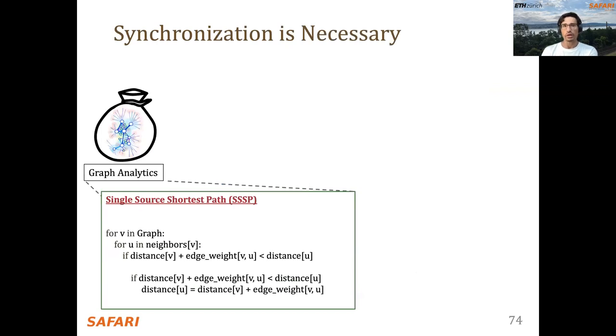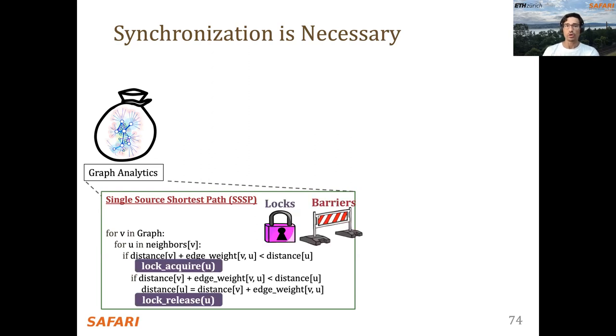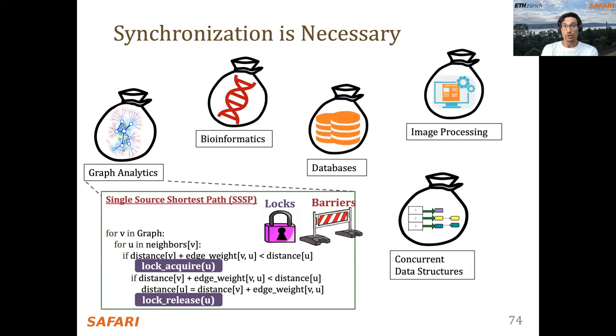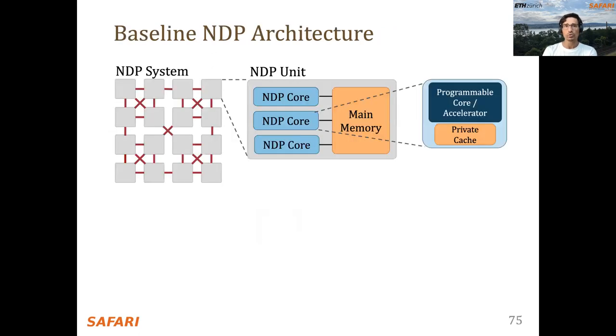Synchronization is necessary in many important applications. For example, in graph analytics, if you have multiple threads cooperating, running concurrently and executing these graph analytics applications, we will have, for example, to acquire and release locks in order to access data structures that are shared by the different threads. And this does not only happen in graph analytics, but also in other important applications like bioinformatics, databases, image processing, concurrent data structures, etc. We assume in this work a baseline PIM architecture that is composed of multiple NDP units or PIM units, and inside each PIM unit we have multiple PIM cores that have access to the same memory space, typically a DRAM bank or several DRAM banks.